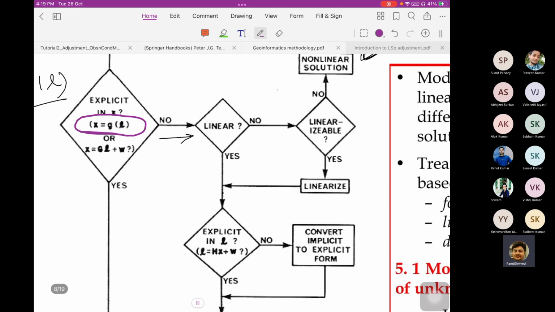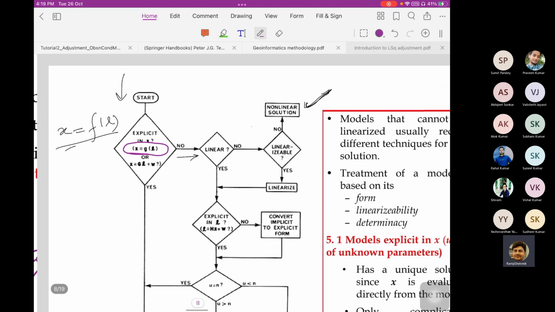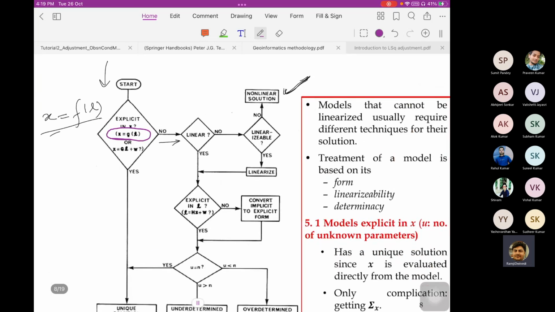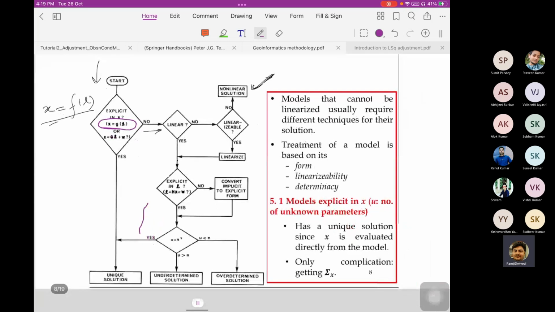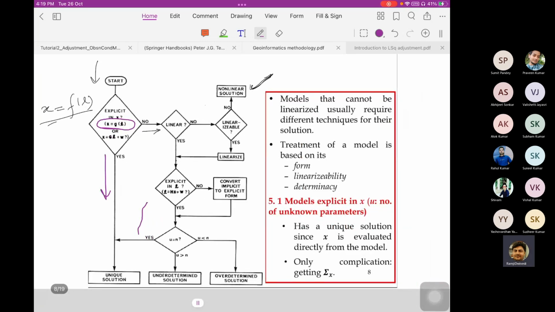What you want is H. That means the function is explicit in X. So there are a lot of functions where you can write this equation as X is equal to a function of. This is just a simple flow chart to tell you whether you are going in the right direction or not. So if it is yes, you go ahead, find out the solution.